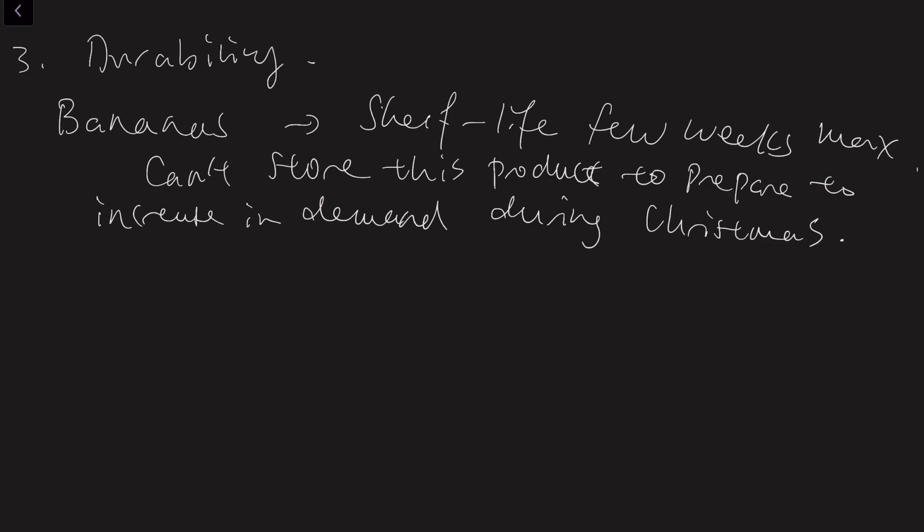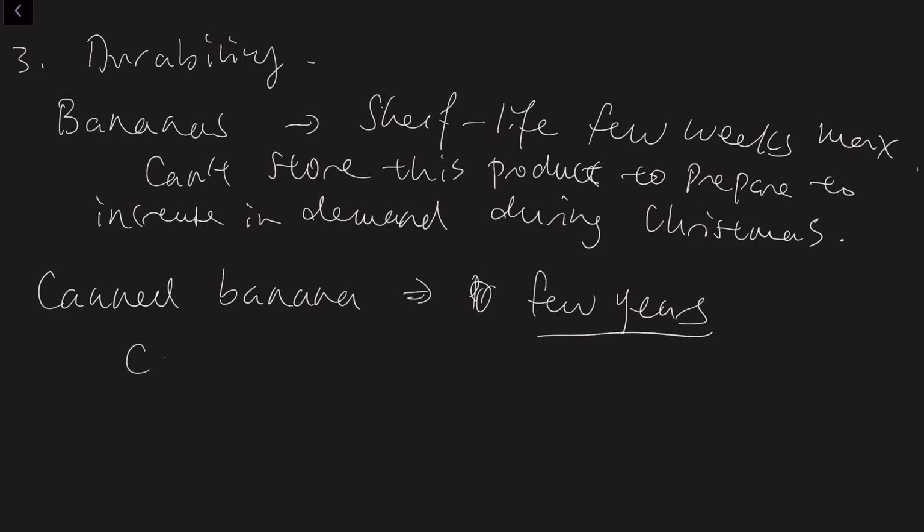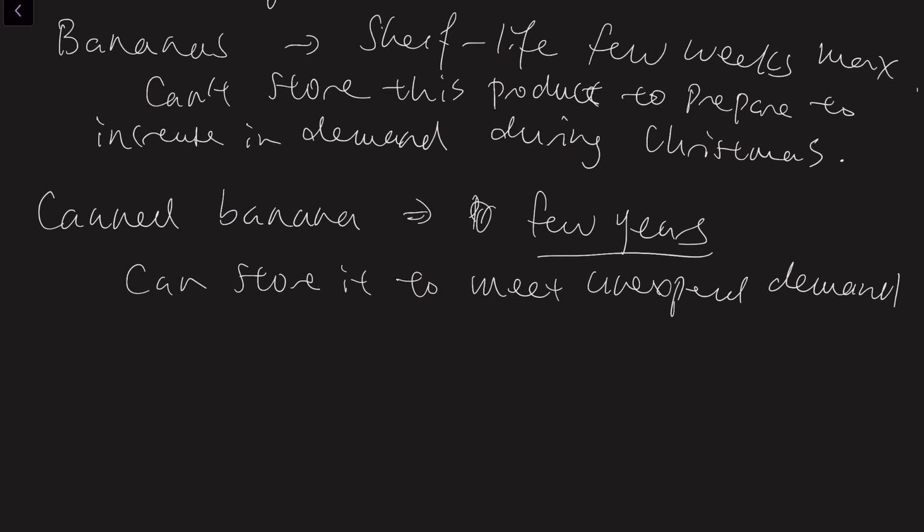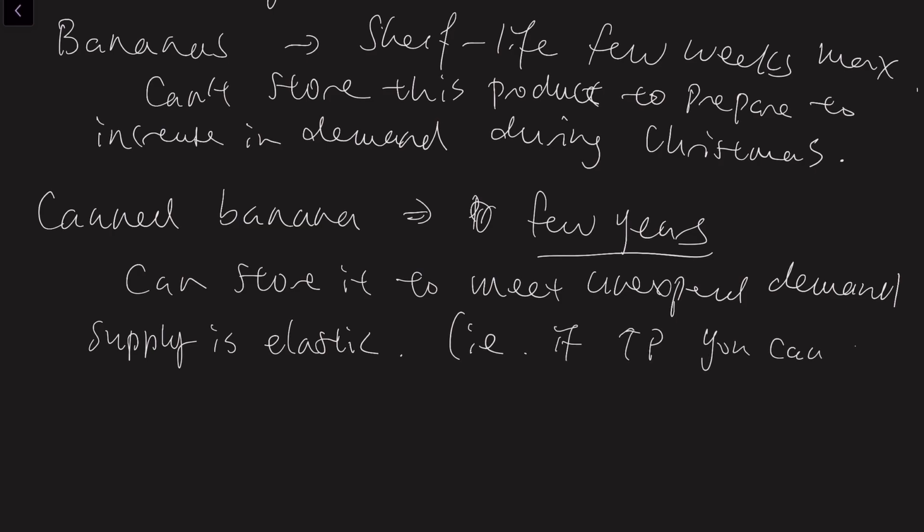But maybe for canned banana, you can, perfectly. Maybe shelf life is a few years. So you can store it to meet unexpected demand. And consequently, the supply is elastic. Why is this the case? So if price increases, you can quickly release the supply to the market.